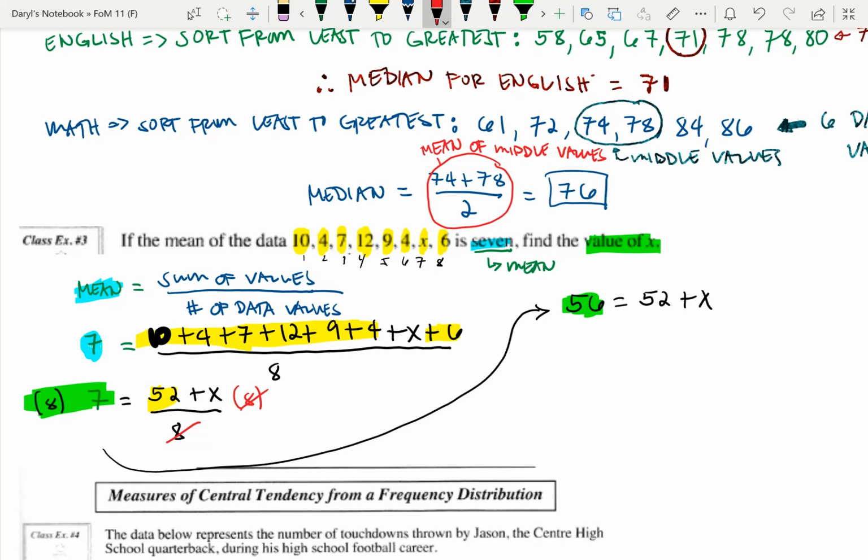And then to solve for x, you have minus 52 minus 52. That gives me 0. Again, my aim is to isolate my x. So x is equal to 4. So the answer is 4. So the value of x must be 4, so that when you get the mean of these data values here, it will give you 7.